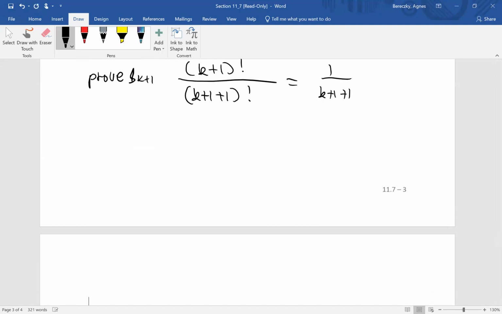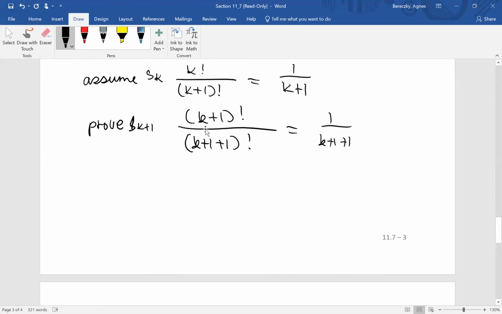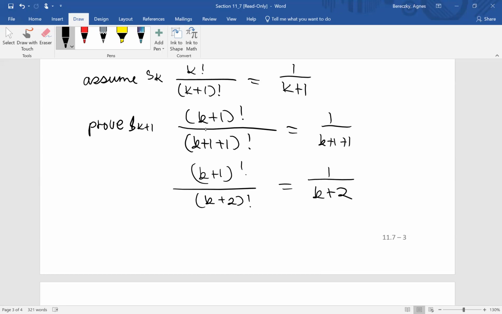So let's try to make a rearrangement on the left-hand side to prove it's the same. So we have k plus 1 factorial over, 1 plus 1 is 2, k plus 2 factorial equals 1 over k plus 2. This is what we would like to prove, that the left and the right-hand side are the same.